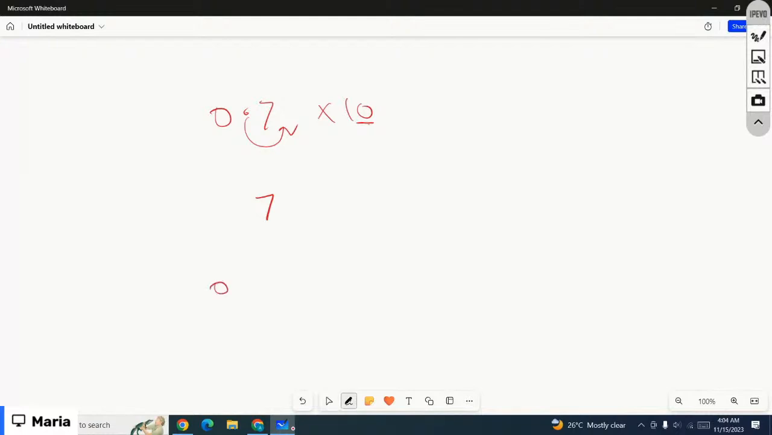For example, you have the other one, 0.245 times 100. Here you have two zeros. That means you need to move the decimal point two places. So it would be from here to here. So the correct option is 24.5.